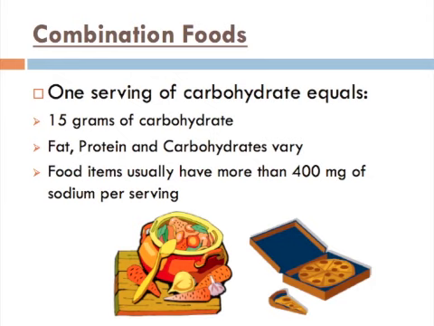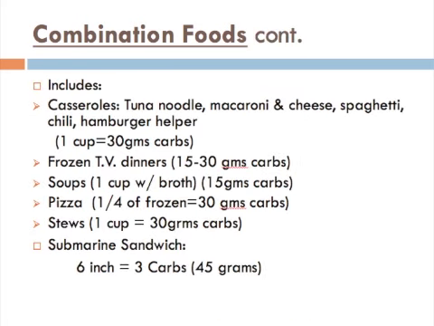Combination foods, a serving equals 15 grams of carbohydrate. The fat, protein, and carbohydrates vary in these foods, and food items usually have more than 400 milligrams of sodium per serving. Combination foods can also include things like tuna noodle casserole, macaroni and cheese, spaghetti, chili, Hamburger Helper.